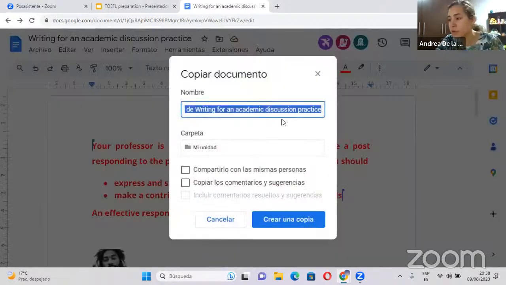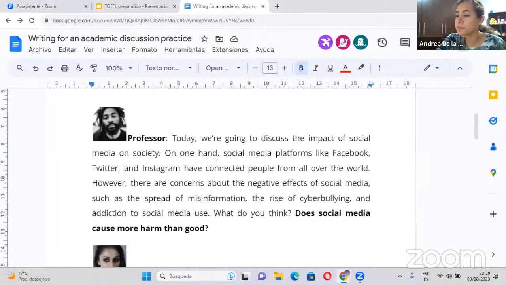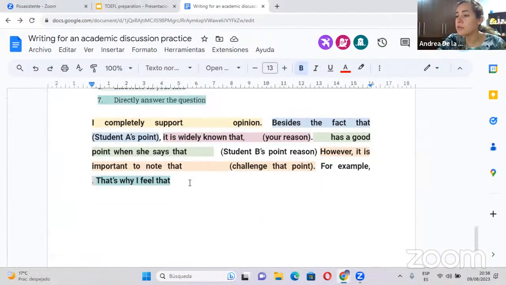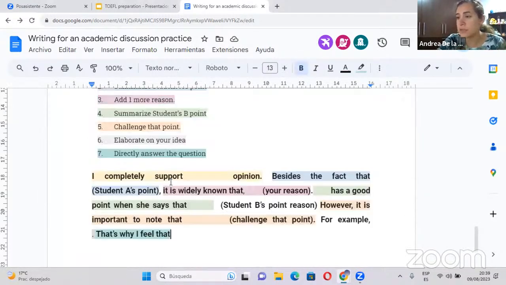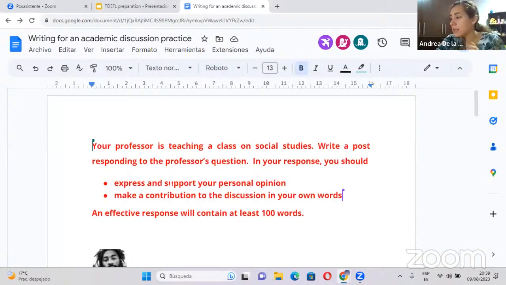You can write down your name. And if you could, it's okay if you don't do it, if you have already created a copy, but if you can, click on this, share it with the same people. But if you didn't, it's fine as well. Okay, guys? And you're going to write your response here below, or if you want, you can fill out the template that's already there, up to you. Okay, guys? Do you have any questions about what you need to do? Or anything at all?